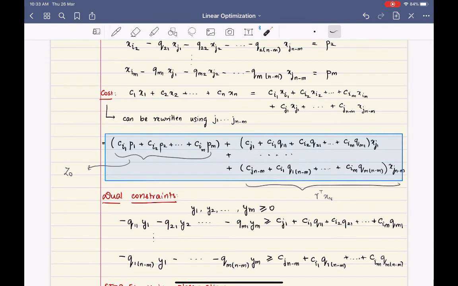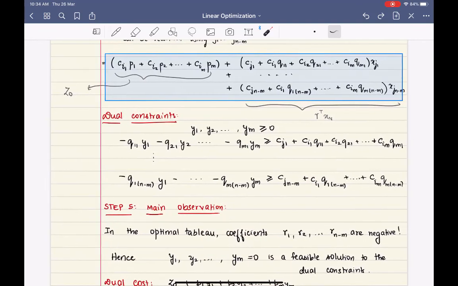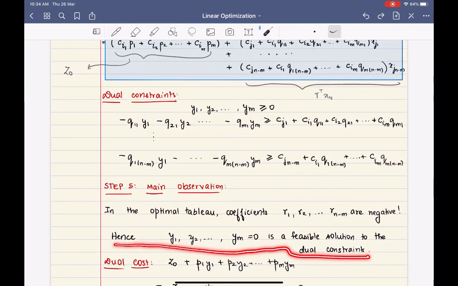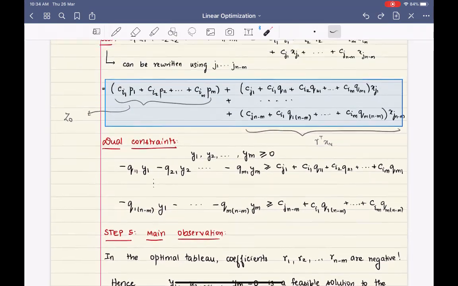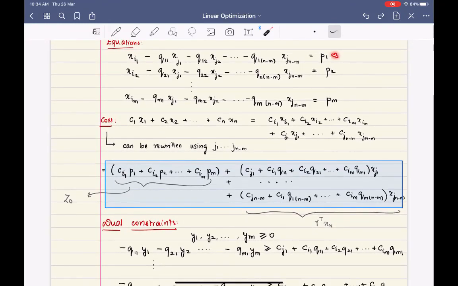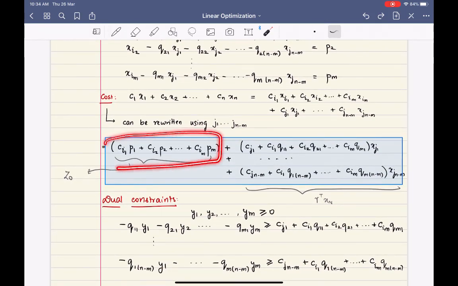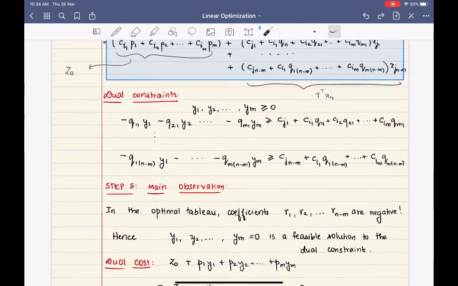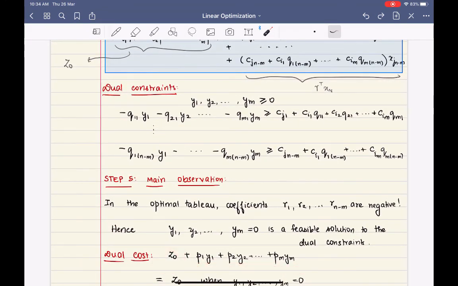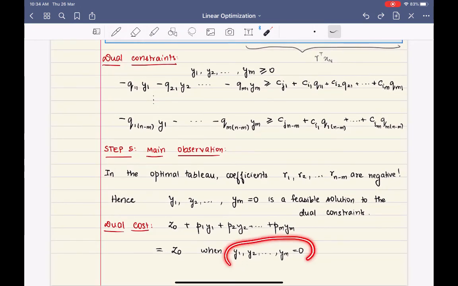Similarly, none of the coefficients is positive. So by putting 0 here, we get a feasible solution, provided we start from the simplex tableau, which is the final tableau. So this is what is written here. Hence, y is a feasible solution. Now, what is the cost? So, the cost will be y1 p1 plus y2 p2 till ym pm, right? And note that we had this constant here. So the dual cost would be that constant plus p1 y1 plus p2 y2, which will be 0 anyway. Hence the dual cost is z0.